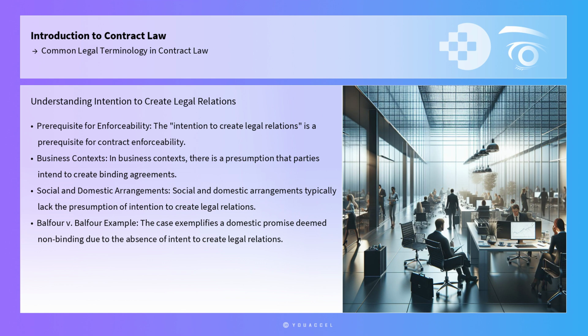The intention to create legal relations is a prerequisite for contract enforceability. In business contexts, there is a presumption that parties intend to create binding agreements, whereas social and domestic arrangements typically lack this presumption. The case of Balfour exemplifies this, where a husband's promise to pay his wife an allowance was deemed non-binding due to the absence of intent to create legal relations in a domestic setting.